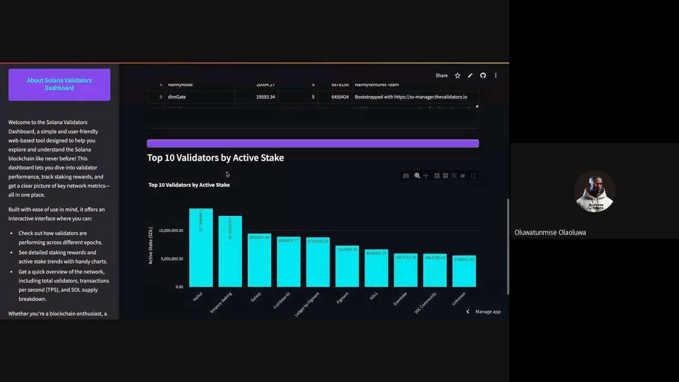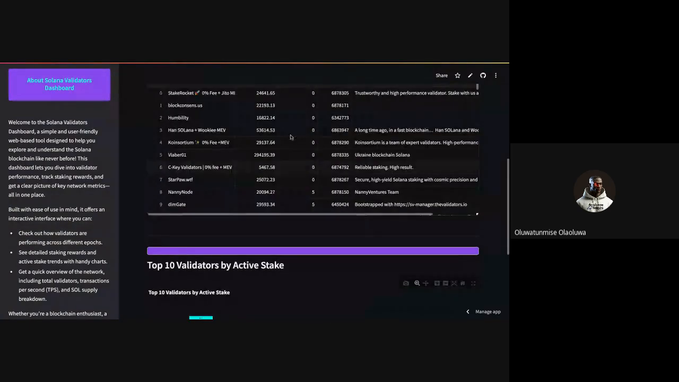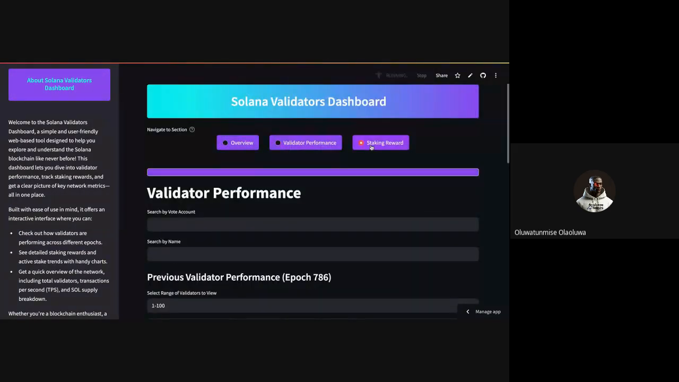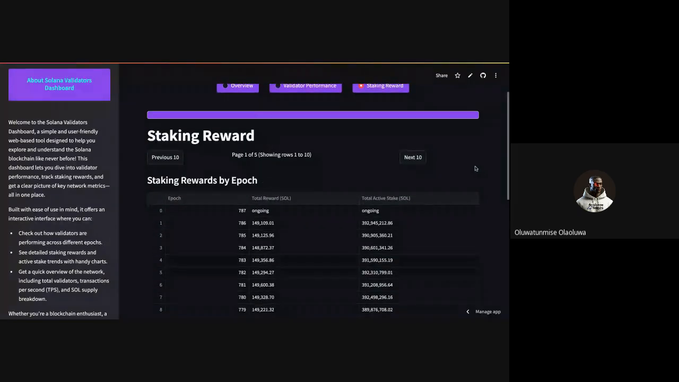And these are the top 10 validators by active stake. So you can see that Helios is the highest validator by active stake on Solana, followed by Binance staking, followed by Coinbase, Galaxy, and all. All right, and let's go further to see the staking reward. So here we are going to track staking reward.